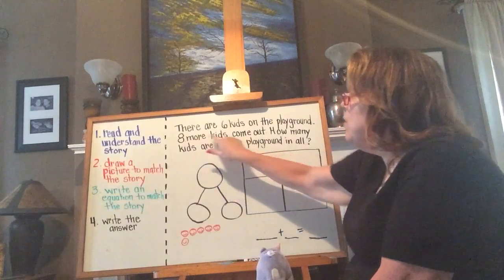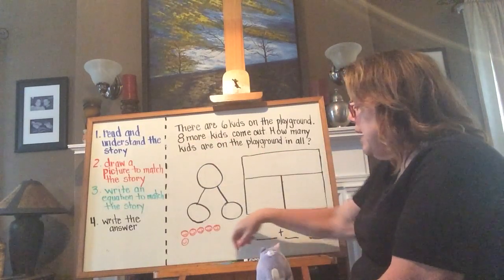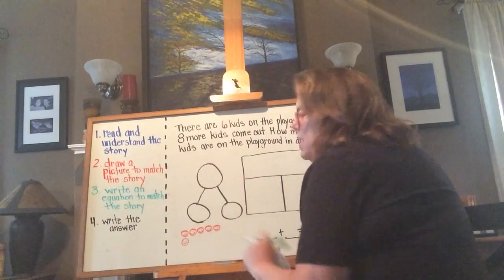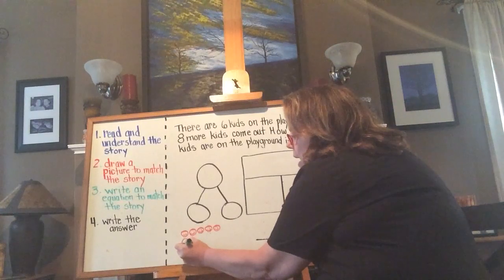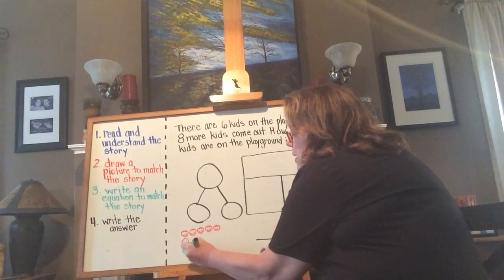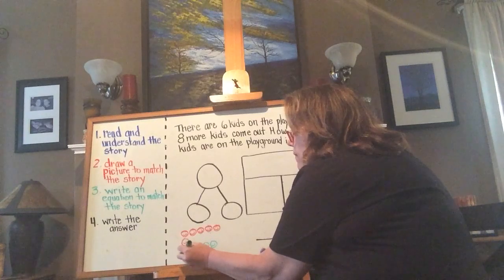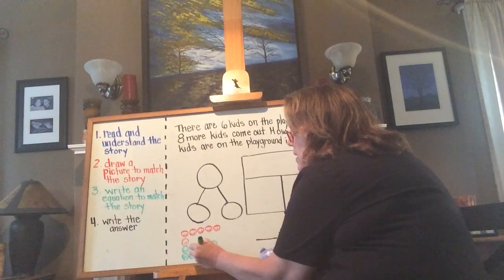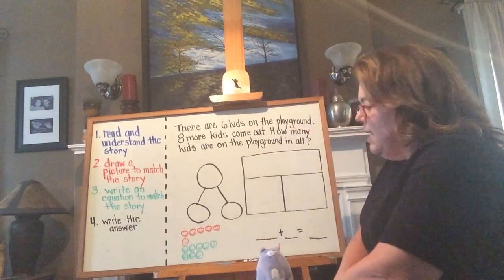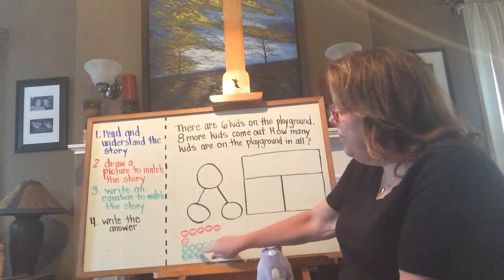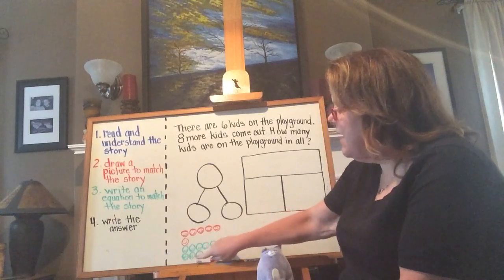And then it says 8 more kids come out to join them. So I'm going to draw 8 more. I'm going to switch my color to keep track of them, and I'm going to go down underneath just like I'm filling in my 5 group again. So let's do 8. 1, 2, 3, 4, 5, 6, 7, 8. Now I want to count these to make sure I put my 8 in. Let's go back, count with me. 1, 2, 3, 4, 5, 6, 7, 8.